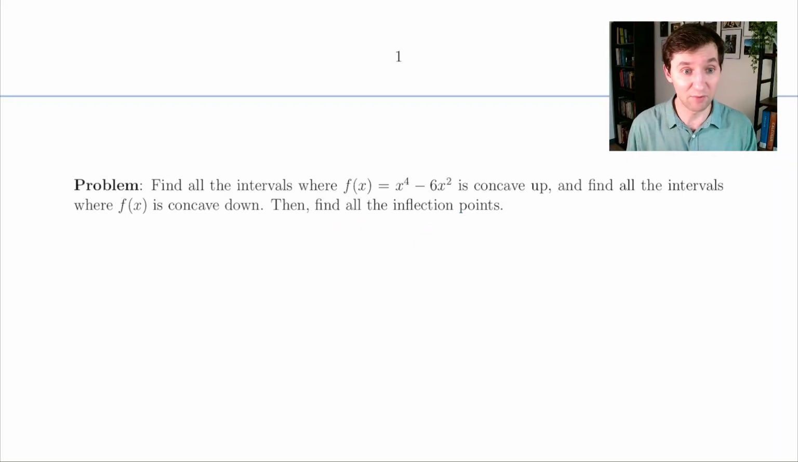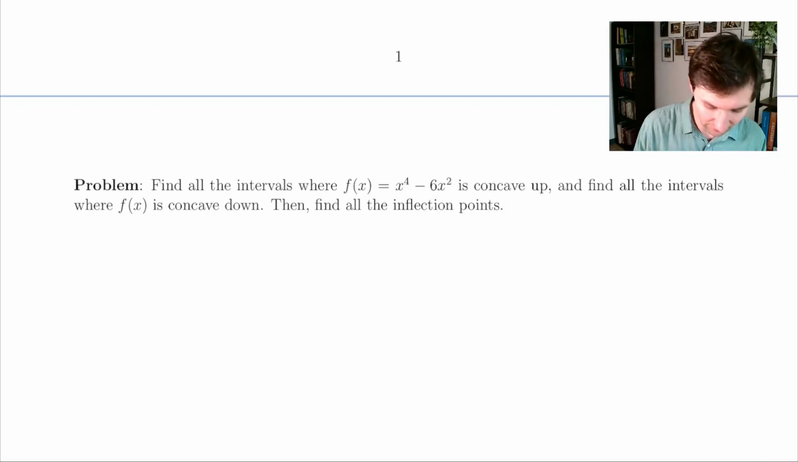If you would like to try this problem on your own first, stop the video now. To determine where this function is concave up and concave down, first I need to find the possible points where the function changes from concave up to concave down and vice versa. And we just said that the function possibly changes from concave up to concave down in places where the second derivative is 0 or the second derivative is not defined. Let me then find the second derivative.